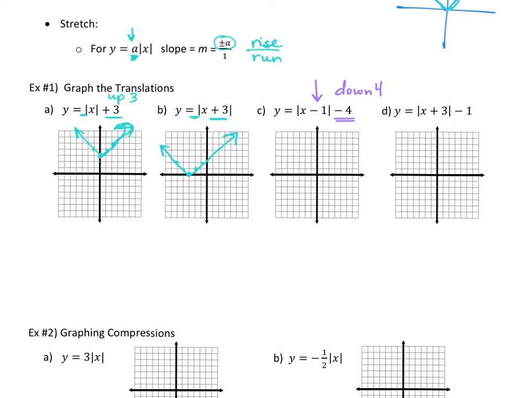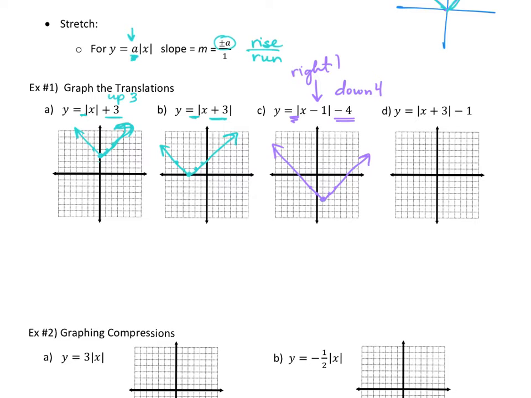Okay, this one is going to be the opposite of what you would expect. So this is left and right. It's a -1, so you're actually going to go right 1. Okay, so if I go right 1 and down 4, I would end up here. That is my vertex. Again, there's nothing out in front, so we just go up 1 over 1. Imagine your slope is 1 if there's nothing there. Okay, so that looks like that.